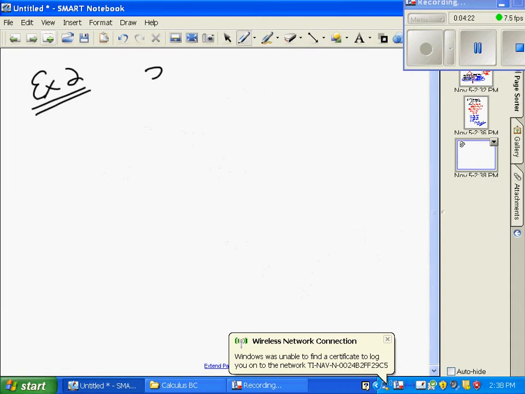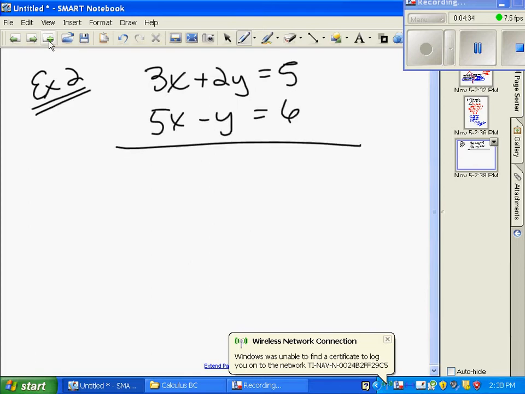Example 2. 3x plus 2y is equal to 2. Oops, no it's not. How about 5? And then 5x minus y equal to 6. Now this one I'm going to use elimination just to practice that one. We did these, I think, the other day in class with some of those story problems. I'm going to eliminate the y because I would just have to multiply this second equation by 2 in order for those y's to cancel.